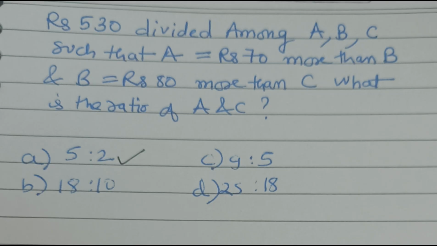If rupees 530 is divided among A, B and C such that A gets 70 more than B, and B gets rupees 80 more than C, what is the ratio of A and C? Let's solve this. We have 4 options here, A, B, C and D. Let's see the correct option.